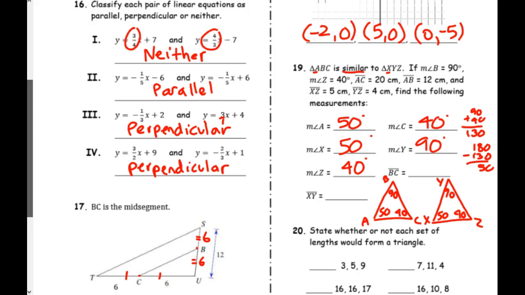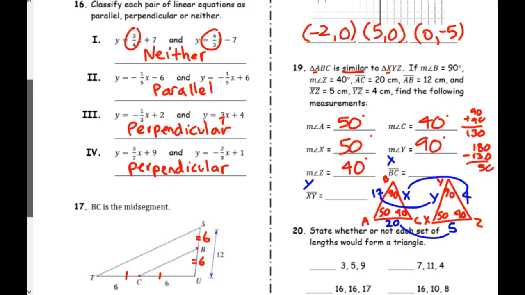Alright, so it says AC is 20, AB is 12, XZ is 5, YZ is 4. So we're looking for BC. Okay, so I'll call BC my X and XY my Y. If I were to make my connections, 20 goes to 5, X goes to 4, 12 goes to Y.